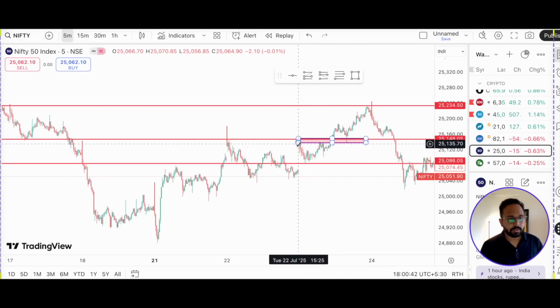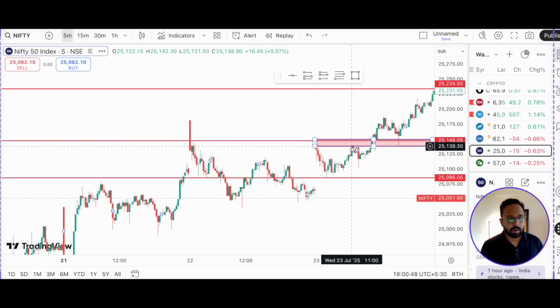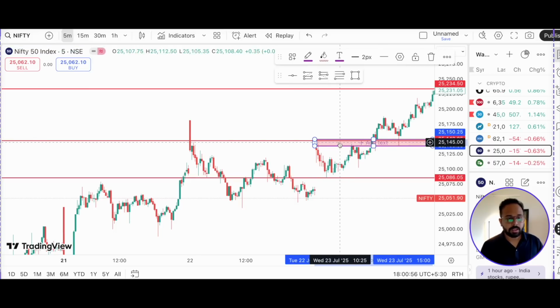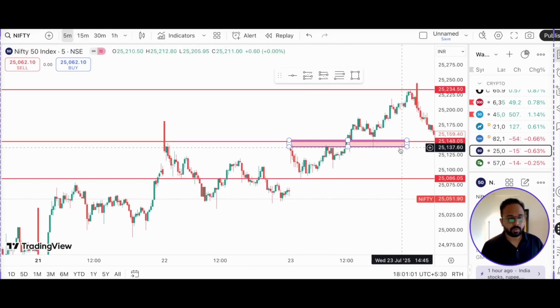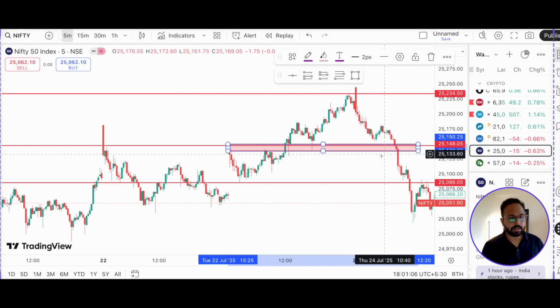Okay, you see this is the, I'll zoom it and show it to you. This was the range, and here also the market came very close to this range, and it acted as a resistance. So this upper range and lower range, you will join both and then mark the levels here. Okay, this has become the range. Now what you will do, you will extend this and keep it.